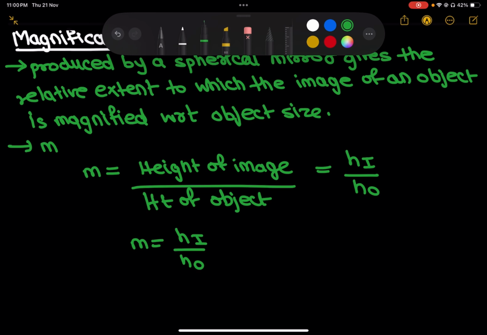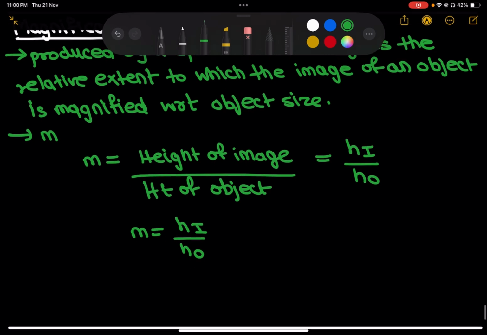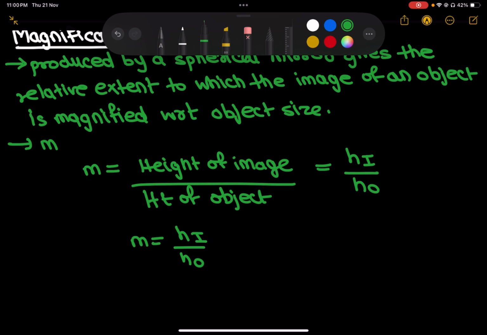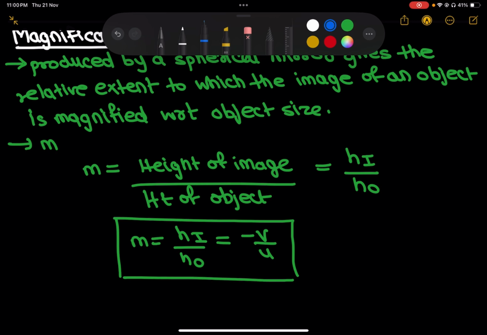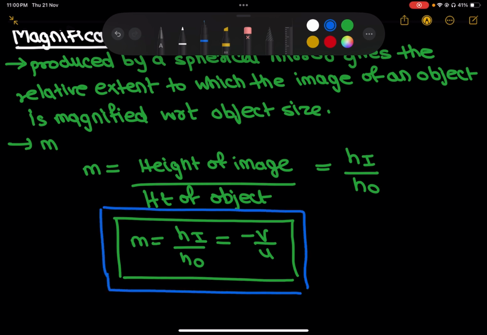Also, m can be written in terms of the object distance and the image distance, so related to v and u. How? m is equal to minus v divided by u. This is very, very, very important. I'll box it in blue. You have to remember this: m is equal to hi upon ho is equal to minus v upon u.